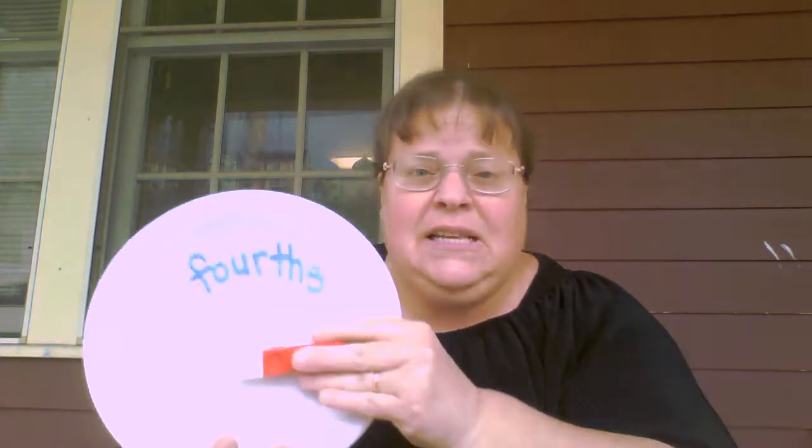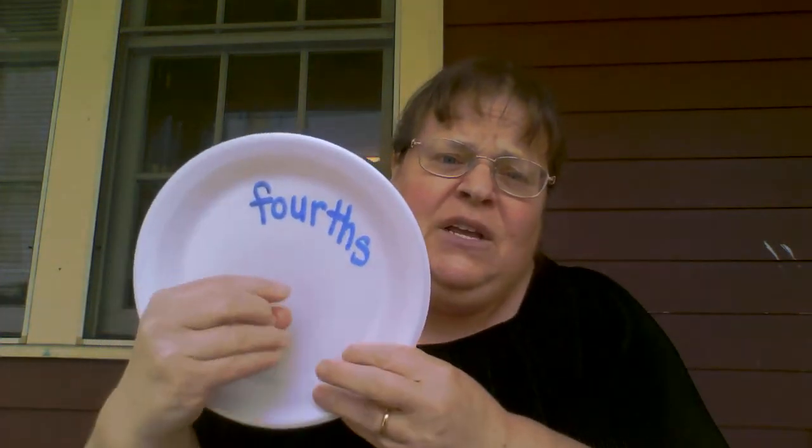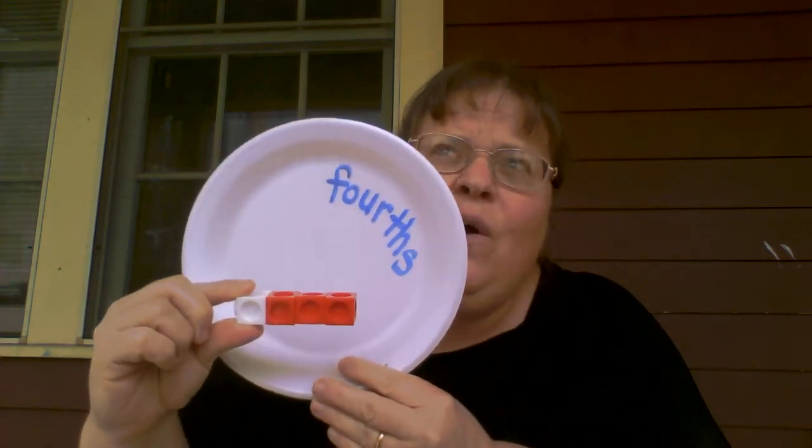Now I'm not going to cut anything this time because you can show fractions with objects too. So for my fourths, I have 4 of our math linking cubes. With my math linking cubes, I have 1 white and 3 red. So we would say that 1 out of 4 is white. 1/4 of my cubes are white. How many are red? 3. So we would say that 3 out of 4 are red.